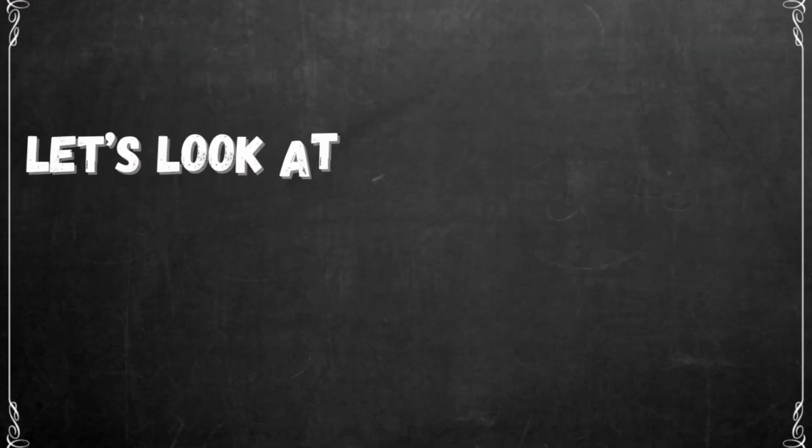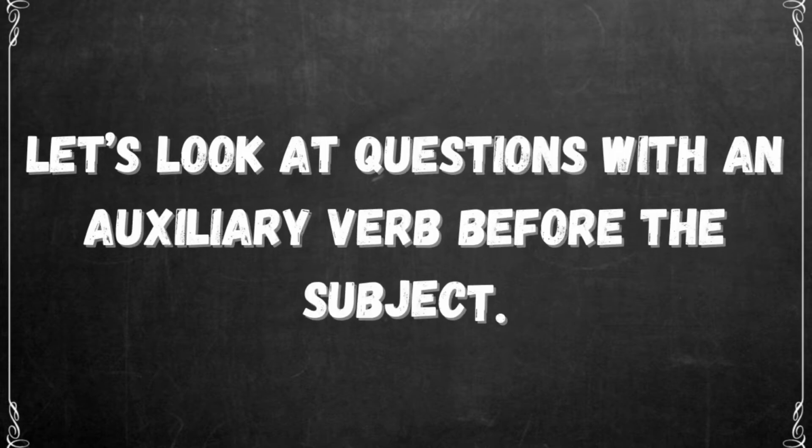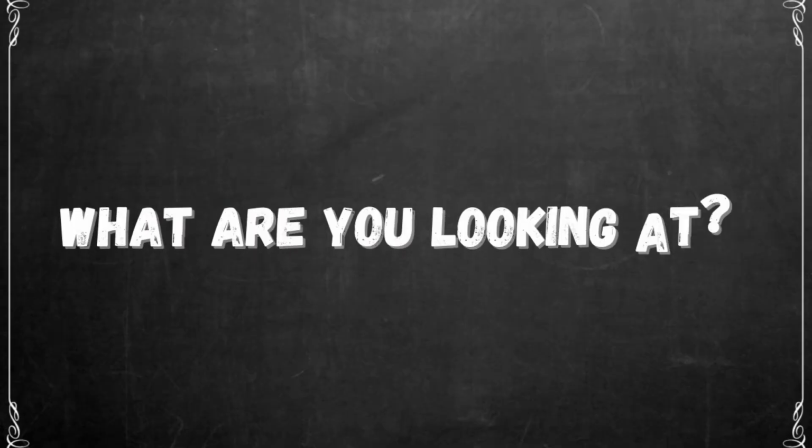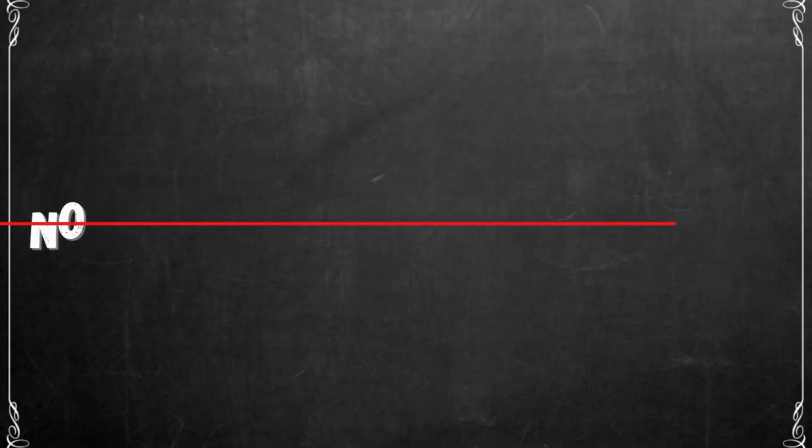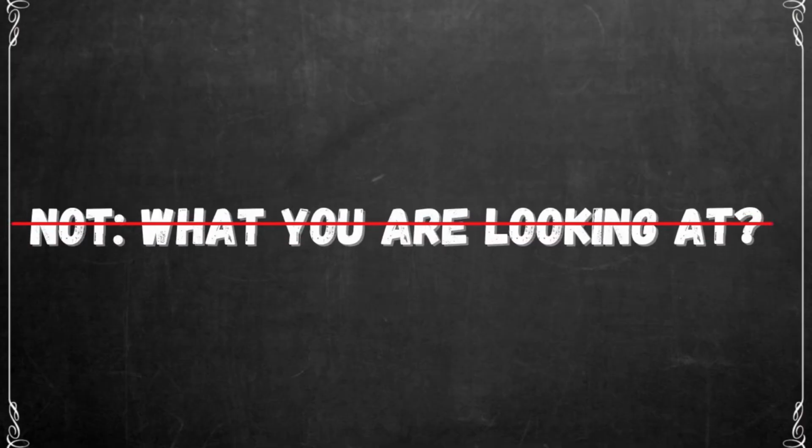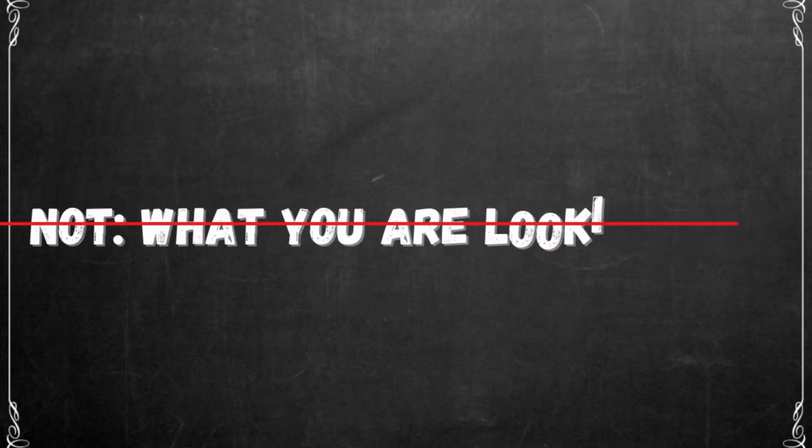So let's look at questions with an auxiliary verb before the subject. In a question, an auxiliary verb usually comes before the subject. Here are some examples. What are you looking at? Here we see the auxiliary verb are comes before the subject you. Not what you are looking at, right? What are you looking at? Not what you are looking at.